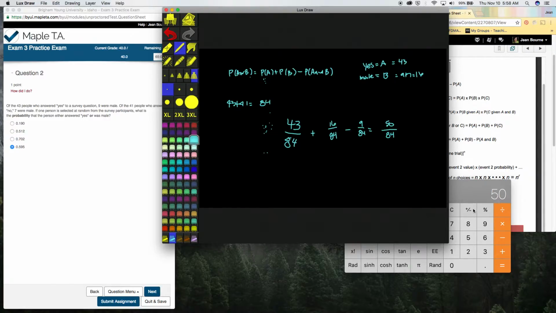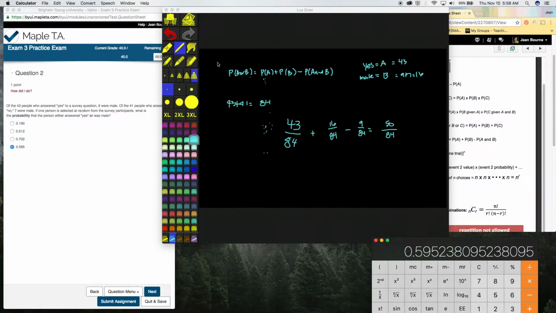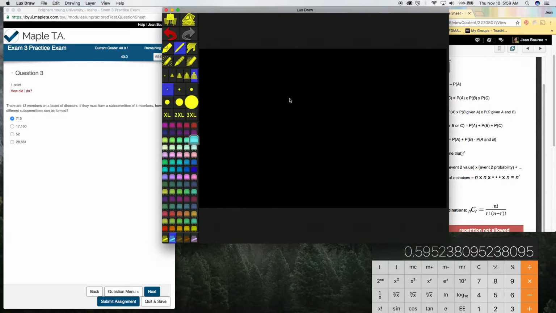And when I divide that through, 50 divided by 84, I get 0.595, which is right there. Luckily, I know you guys have had so much grief on the homework with the numbers not matching, but these are all multiple choice. So yay, that means you're not going to get it marked wrong because you were off by a thousandth or something. All right, we're going to move on to number 3.